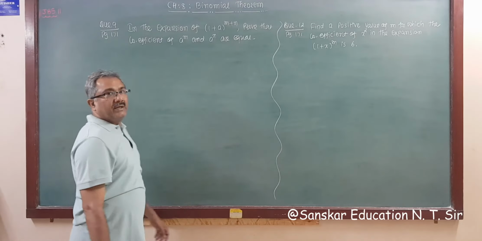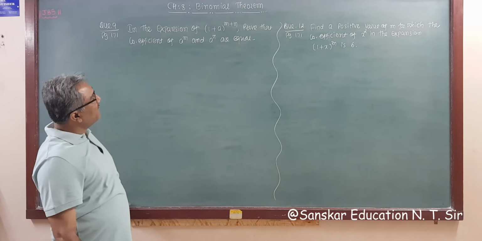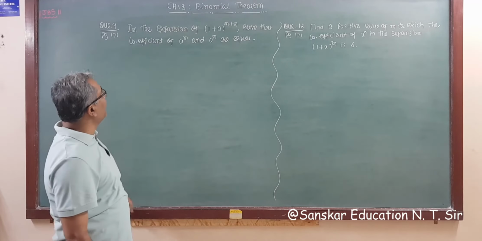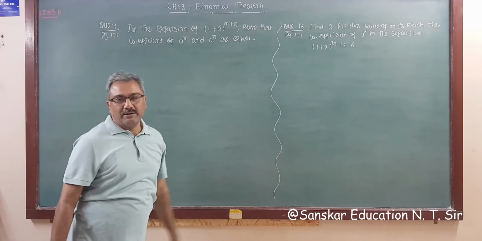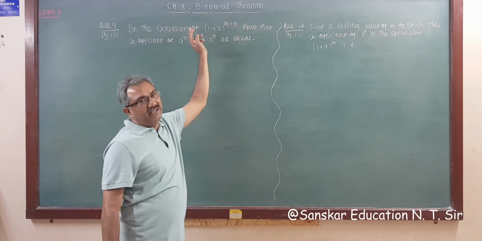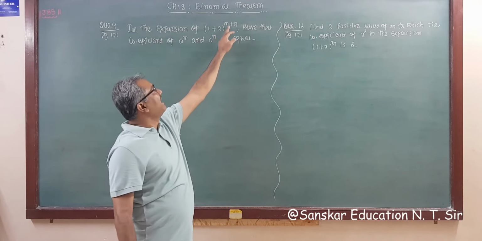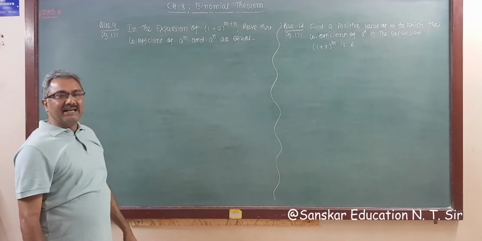Okay. Question 9, page 171. In the expansion of (1 + a) raised to m + n, prove that the coefficients of a^m and a^n are equal. So for the general term of (1 + a)^(m+n), the first term is 1, the second is a, and the power is m + n, that you know, right? So we can write T(r+1) directly.